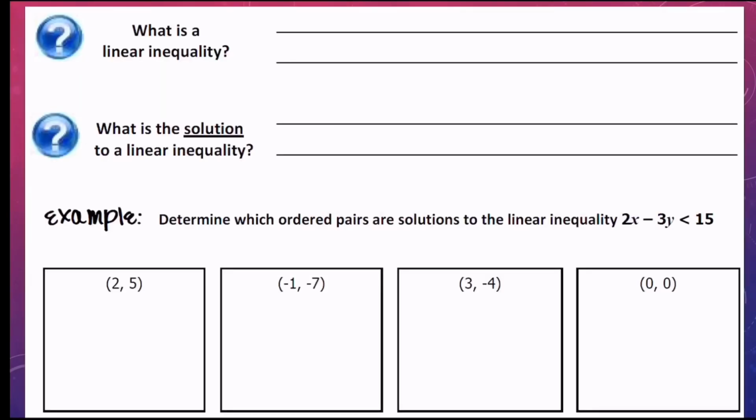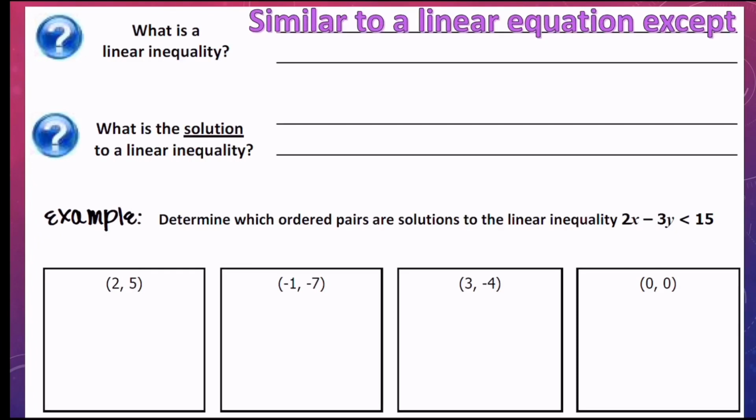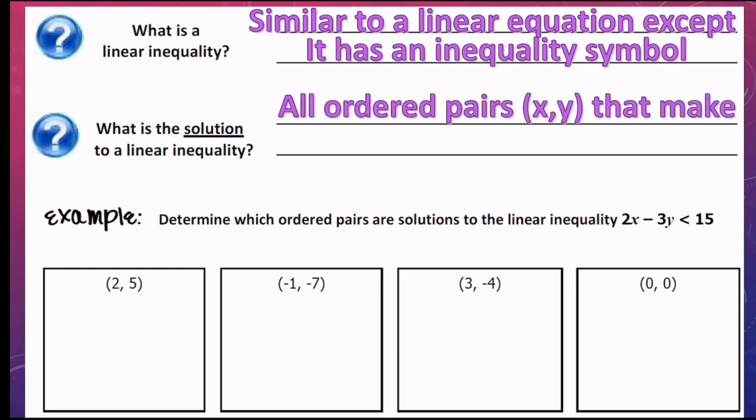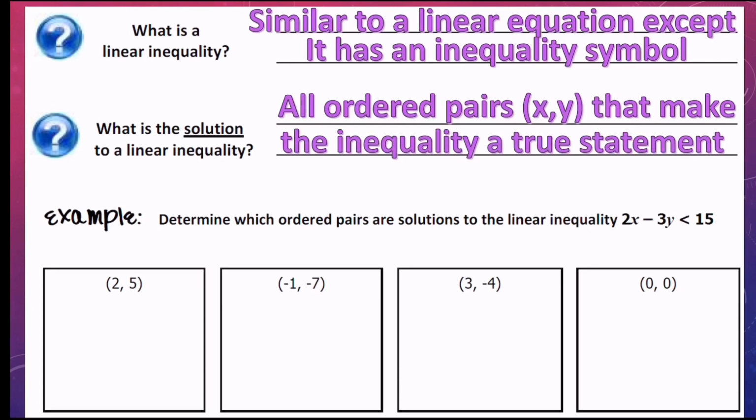So, what is a linear inequality? It's similar to a linear equation, except it has an inequality symbol. Just like when we solve equations and inequalities, linear inequalities have that same rule, except this time we have a y and an x. So when we graph their solutions, it's going to look different. So what is the solution? It's all ordered pairs (x, y) that make the inequality true.